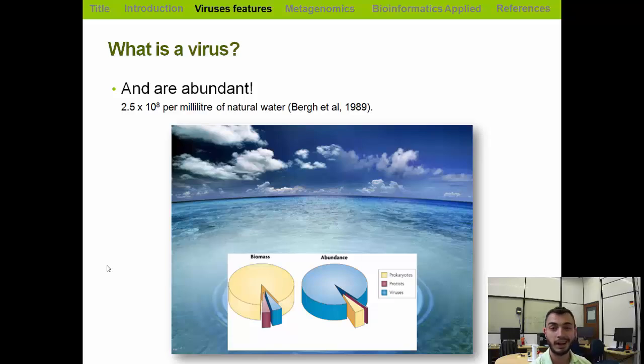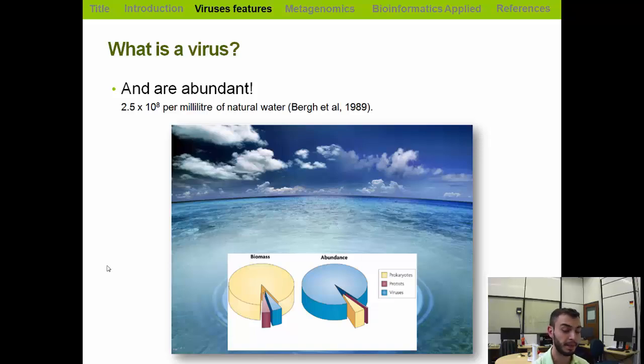And then they are abundant, you know. There is this estimation by Berg et al. in 1989, and he estimated that there are 2.5 times 10 to the 8 virus particles per milliliter of natural water. So that is just to check the number. It's about 100 million virus particles in each milliliter of natural water in the ocean.